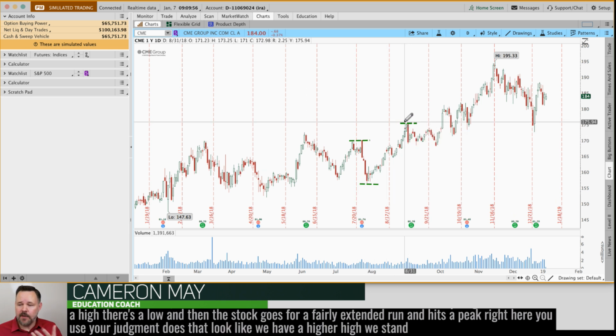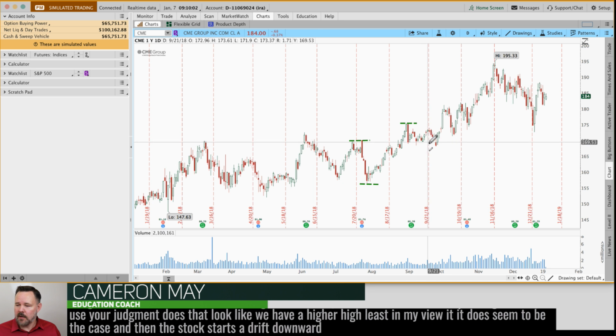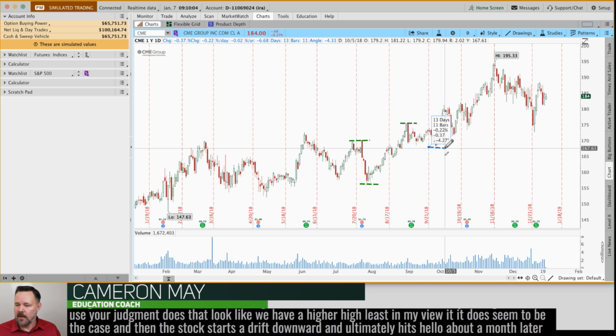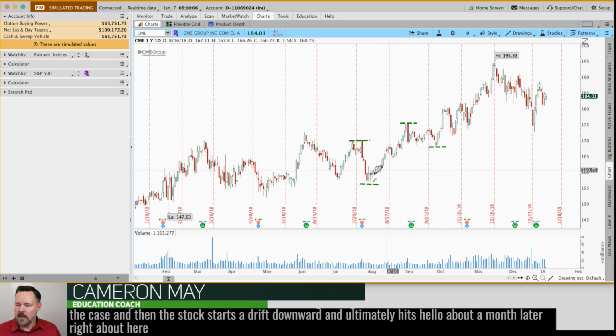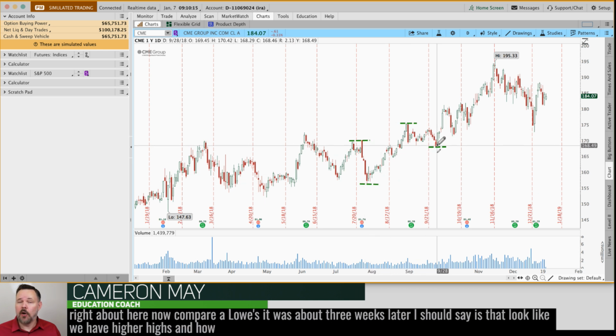At least in my view, it does seem to be the case. And then the stock starts to drift downward and ultimately hits a low about a month later, right about here. Okay, now compare our lows. This was about 3 weeks later, I should say. Does that look like we have higher highs and higher lows now?